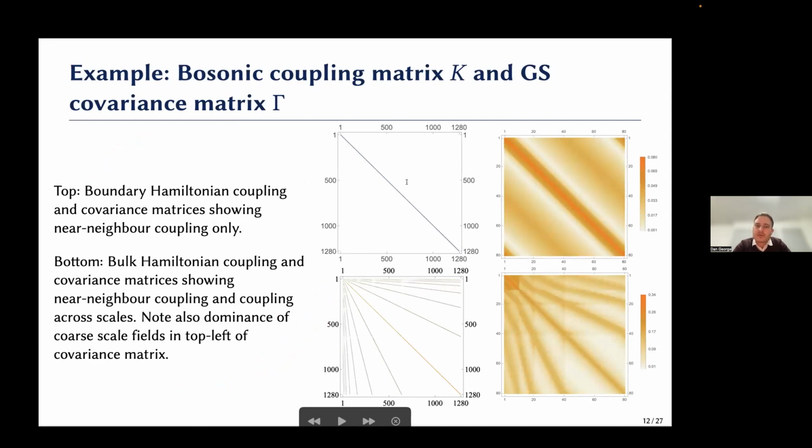And this is an example showing how the coupling matrix and the ground state covariance matrix transform under the wavelet transform, where instead of just having near neighbor coupling, you've also got coupling between scales.